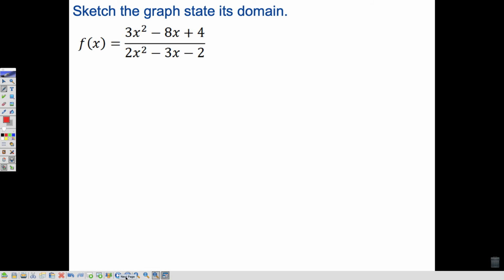Wait a minute. 3 times 4 is 12, so 6 and 2. Okay, so I know it's going to be 3x and x. So I need 6, so that has to be 2. And I need 4, so that has to be 2. And they're both negative?